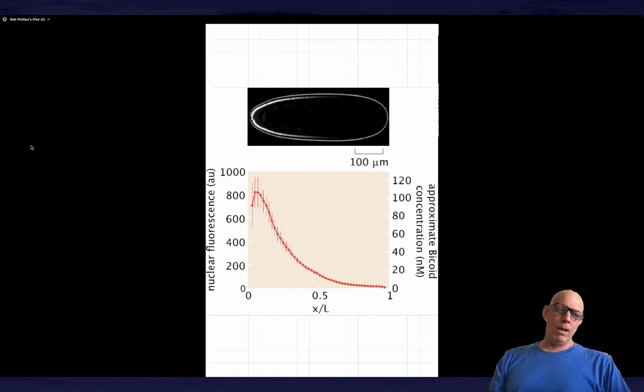And then the next vignette will exploit the existence of this exponential profile in order to think about the so-called French flag model, which is a really fun predictive insight into positional information indeed in the fly embryo by changing the height, if you like, of this exponential gradient.